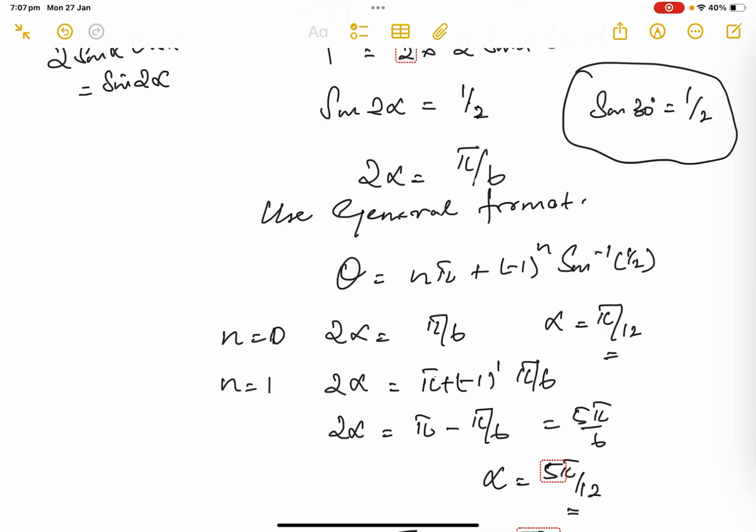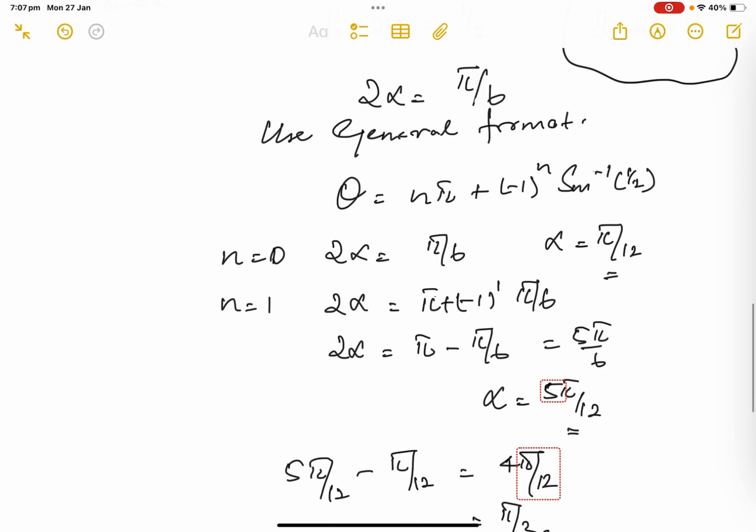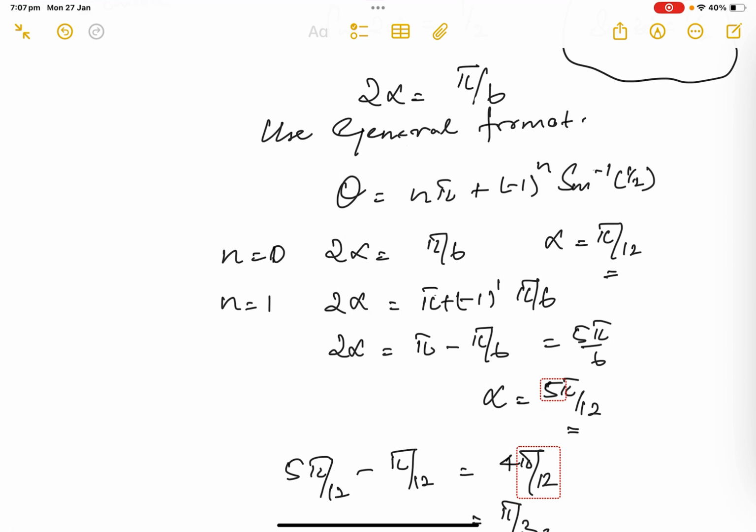We use the general formula because this is the value for sine 2 alpha, but sine 2 alpha can take many values, though we don't need many values. But yes, use the general formula. The general formula for sine is theta equals n pi plus minus 1 to the power n sine inverse half. This is just the standard equation. So n equals 0, 2 alpha equals pi by 6, which is the principal value which we have found. From that, alpha equals pi by 12. So one value for alpha is pi by 12.